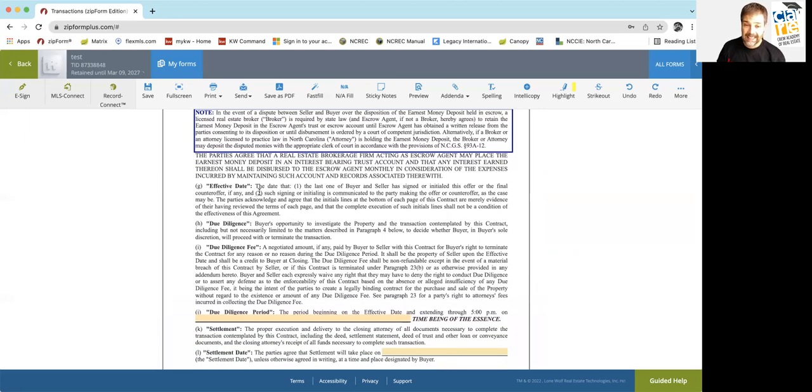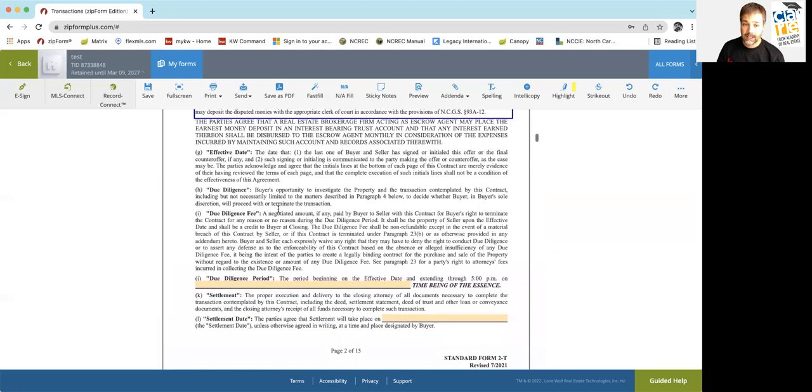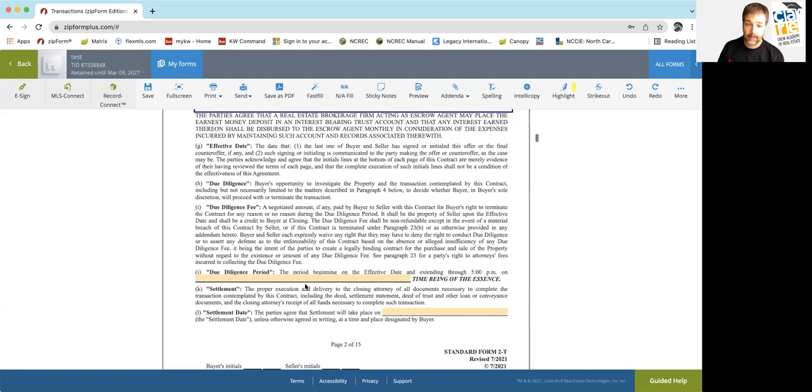Remember, effective date is the date that it becomes a contract. The due diligence is the time that the buyer is paying that due diligence fee for, to do any and all inspections. And that period would end here under section I. You would put the date at 5 o'clock on that date. Notice, time being of the essence.